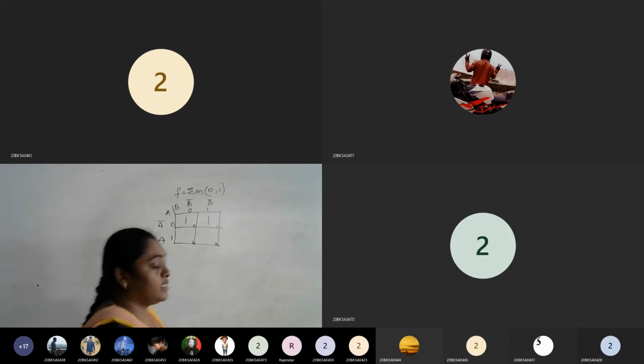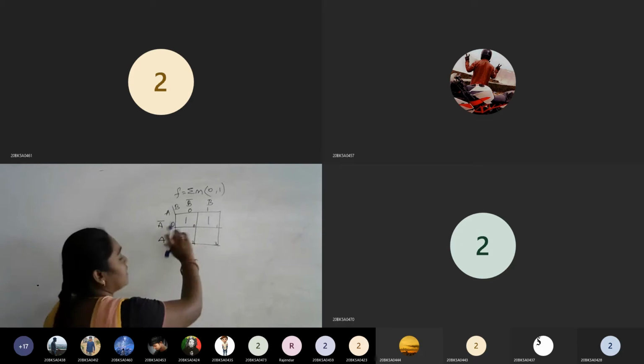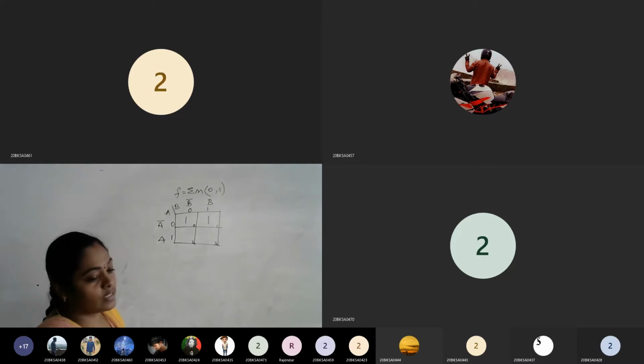We can define the adjacency in two different ways. The first one is if both the cells are side by side. If any two cells are side by side, those two cells are called adjacent cells. And the second one is if there is a change in a single bit position of the two cells, then those two cells are called adjacent.